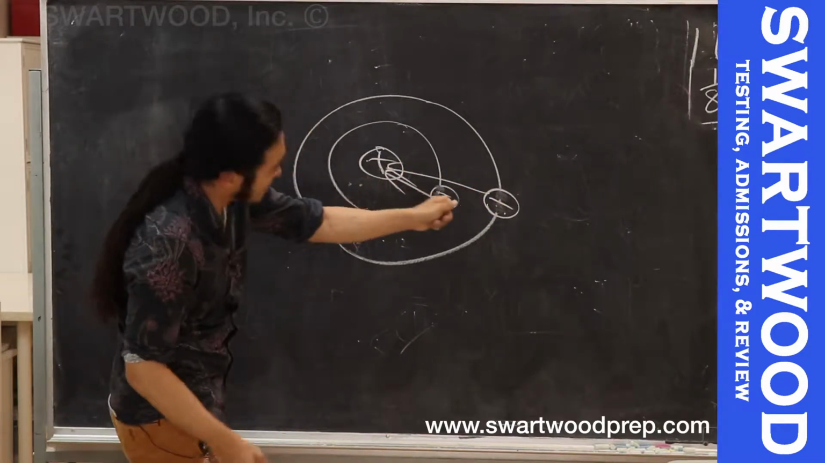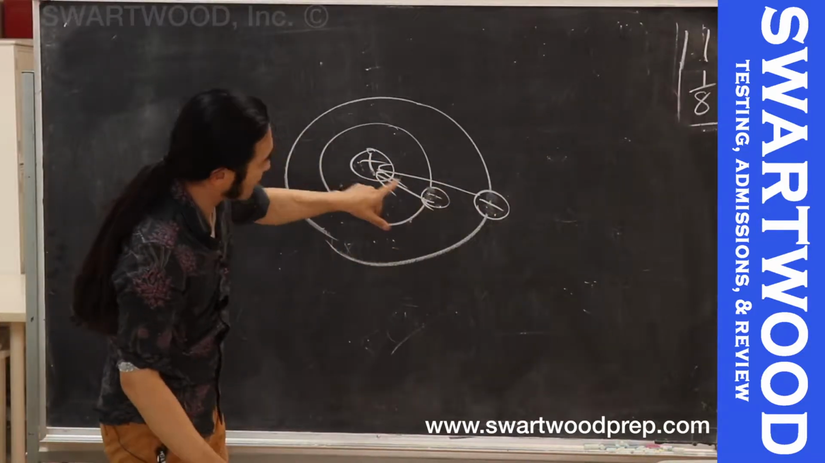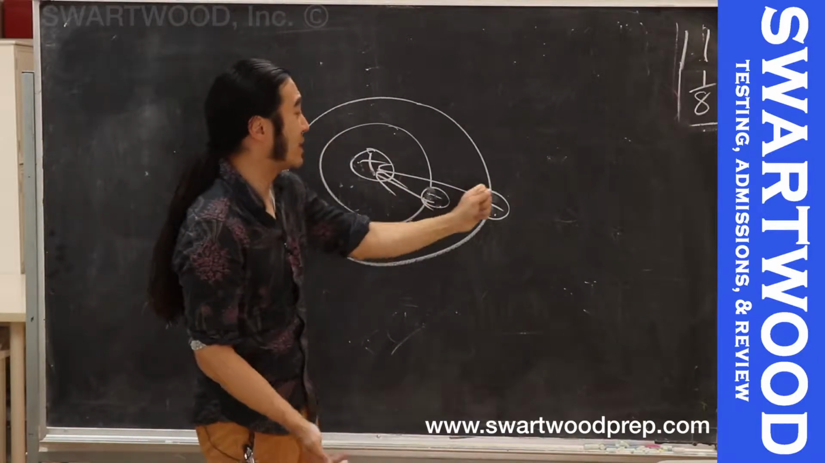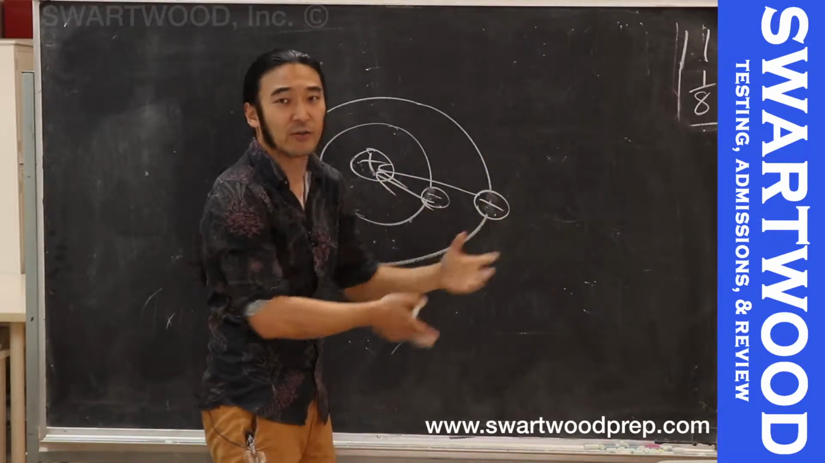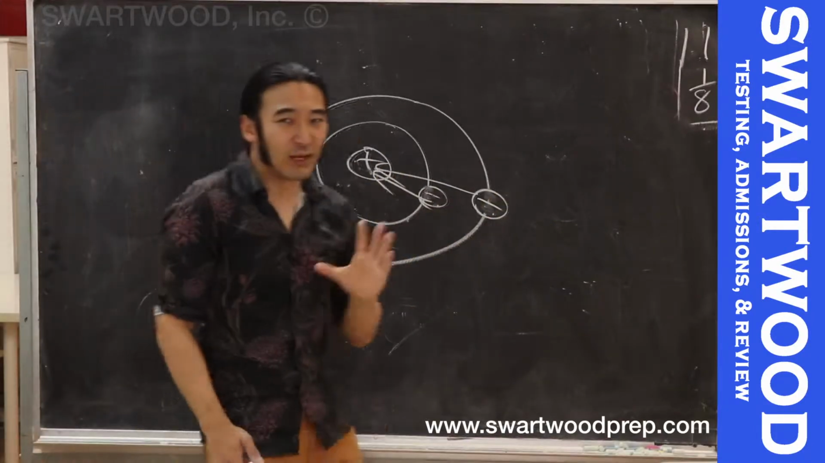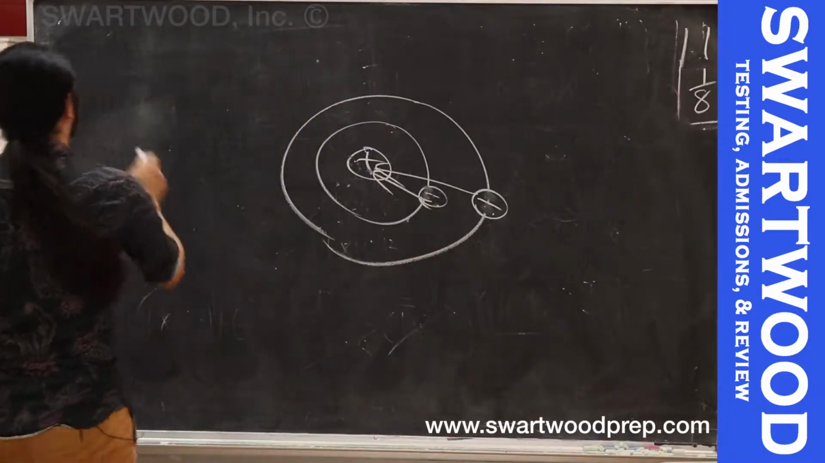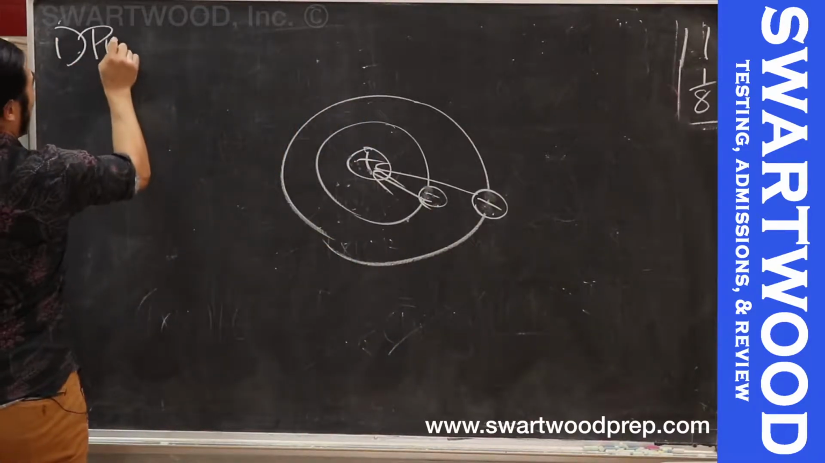This guy goes this far, this guy goes that far, this guy does something for you, this guy does more. If he can do more, he has more energy. So the farther out you are, generally, the more energy you have. Okay? So one of the things that encapsulates that idea is the principal quantum number. So that's number one. The principal quantum number.